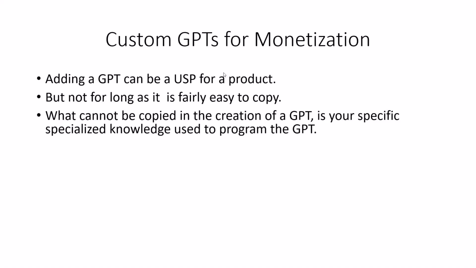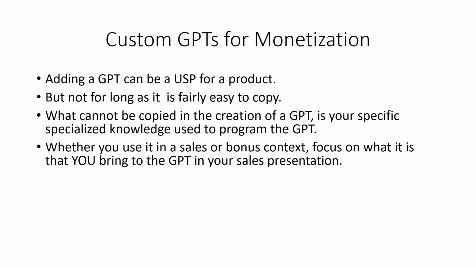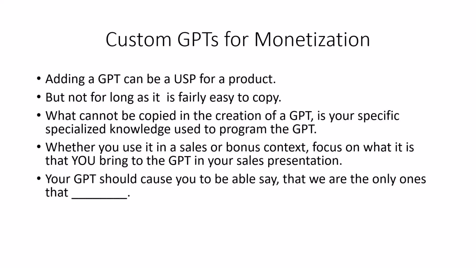All right, so when you are creating a GPT, what you want to try to do is input knowledge that people cannot get from elsewhere, areas from your expertise, areas from your experience, and you want to program those into the GPT. And even if you use it in the sales or bonus context, you want to focus on what it is you bring to the GPT. And this is the essence of a USP. You want to be able to say, we're the only ones that do blank, right? That's what your brand should say anyway. You should have a USP for your brand, that we're the only ones that do this. We're the only ones that do it this way. We're the only ones that deliver this. That should be something you should be saying about your brand, regardless of what you sell.